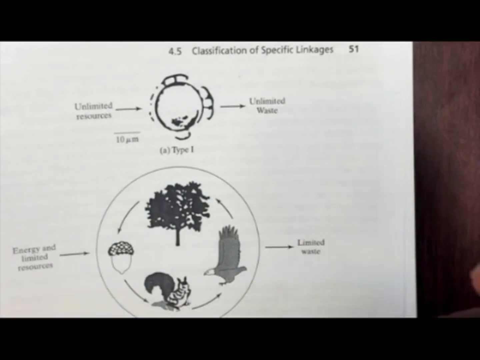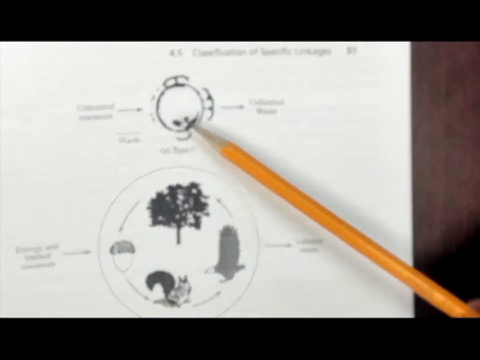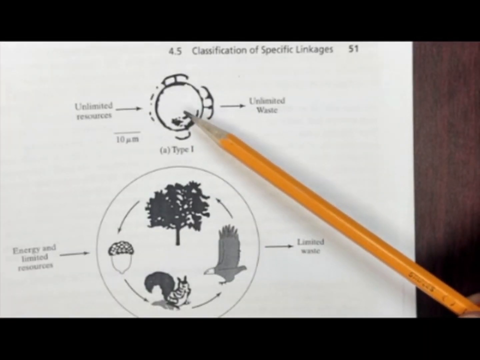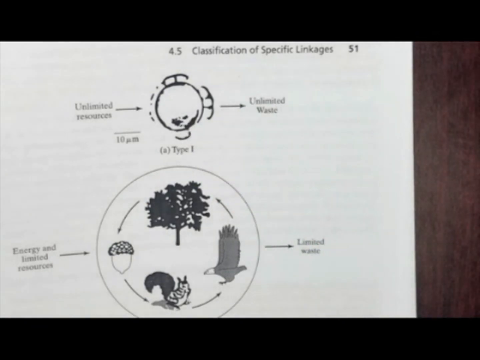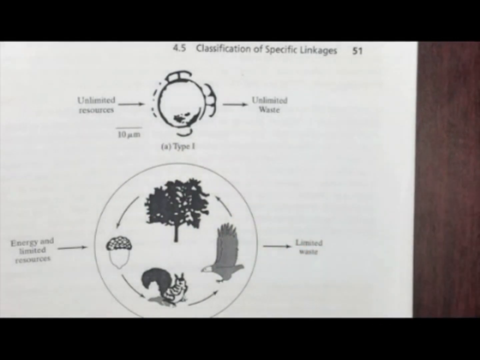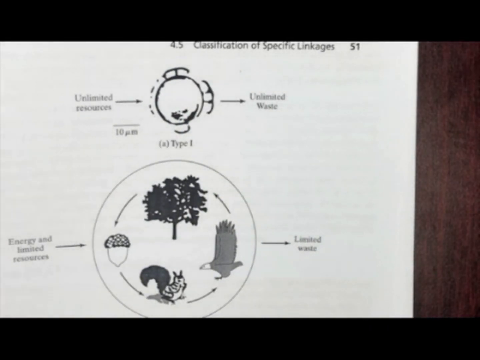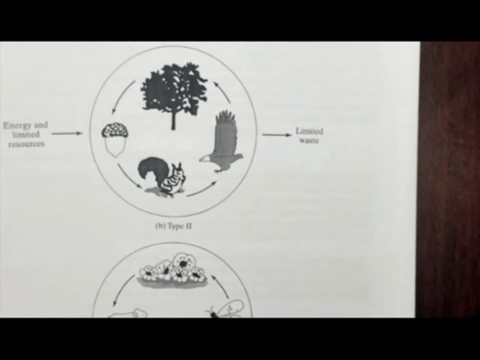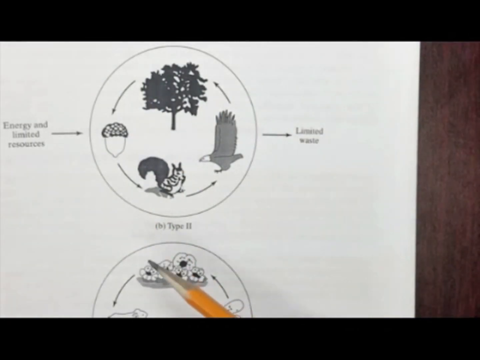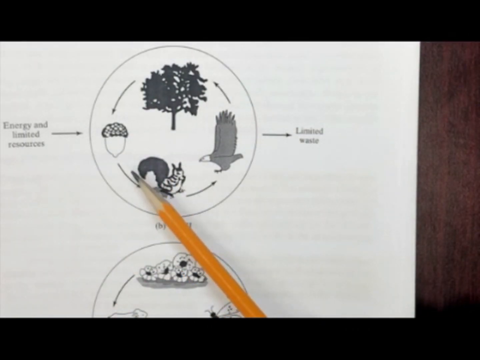What we see on the top here is a type 1 biological ecology. So this was the early part when Earth was just forming. There were unlimited resources because there were very few plants, animals, or anything. They were used, and then there was unlimited waste. It's a linear system. Then as Earth evolved and multiple life forms came about, it became quasi-cyclical. So there is some energy and limited input.